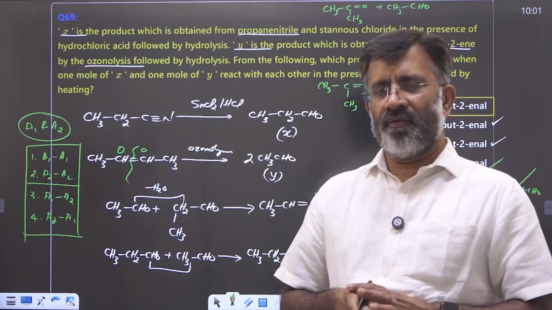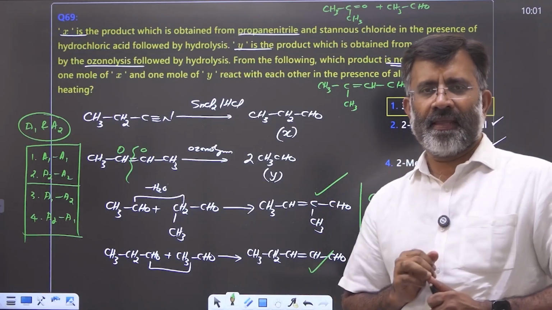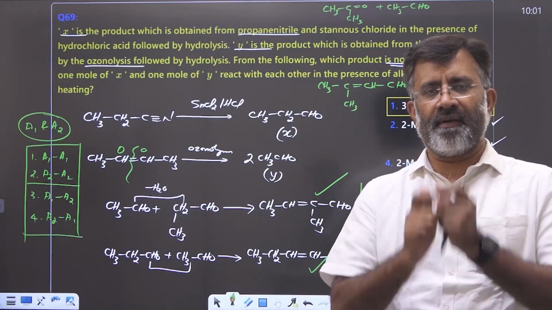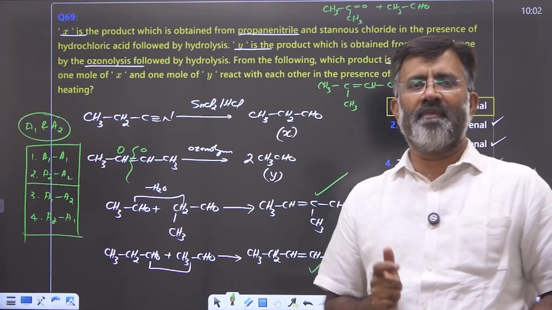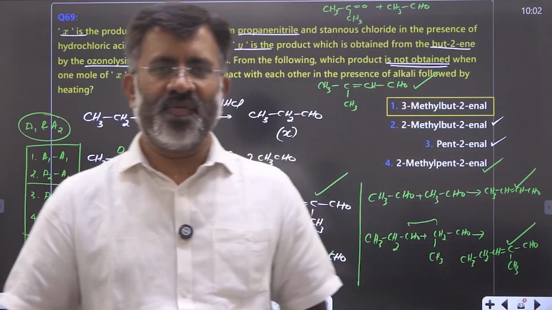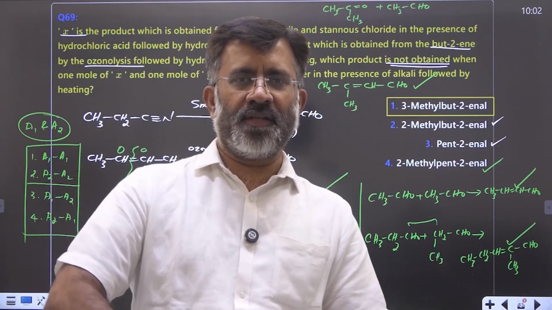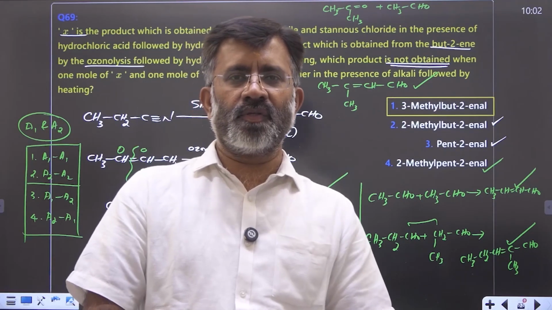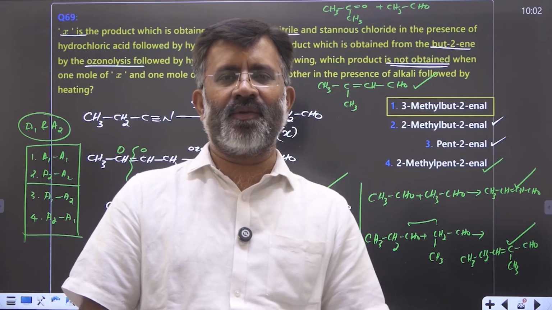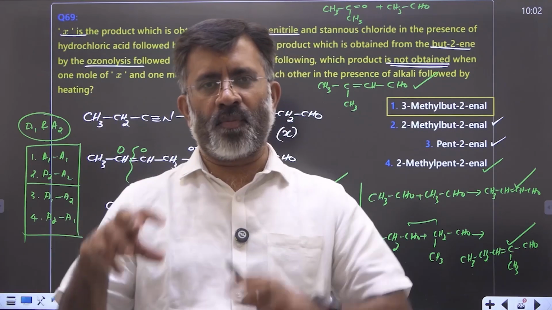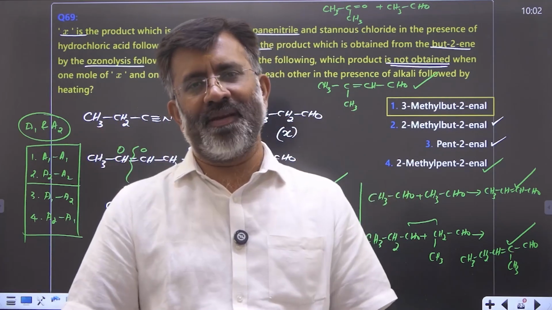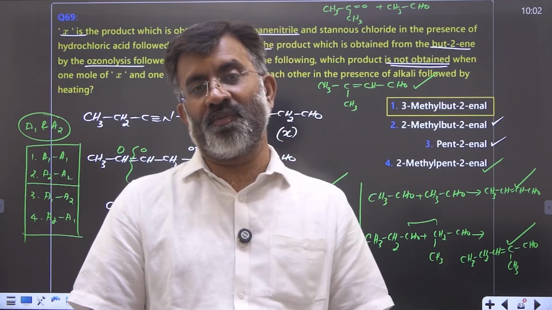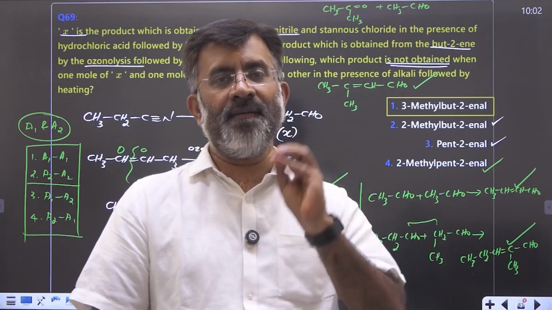So look at the question. First, we need to understand what is X and what is Y. And using X and Y, what will be the possible combinations and what is the non-possible combination which we are asked to identify from the question. So with the Stephen reduction, we understand the molecule X is propanol. With the ozonolysis of but-2-ene, we understand Y is ethanol. And propanol, ethanol, what will be the possible combinations and what is the non-possible product which is to be selected as the answer.